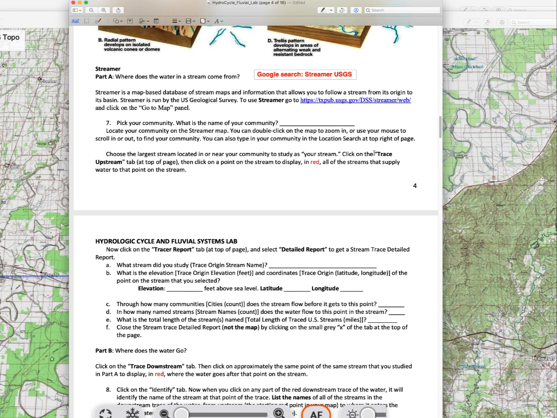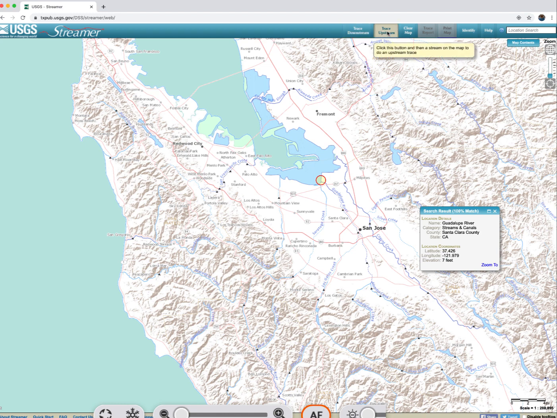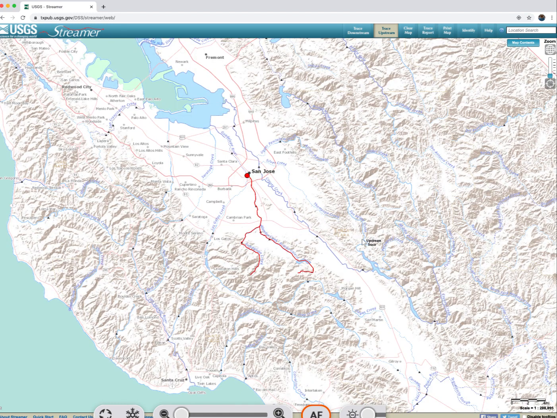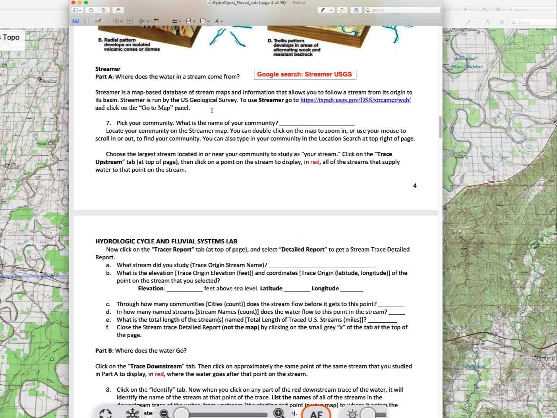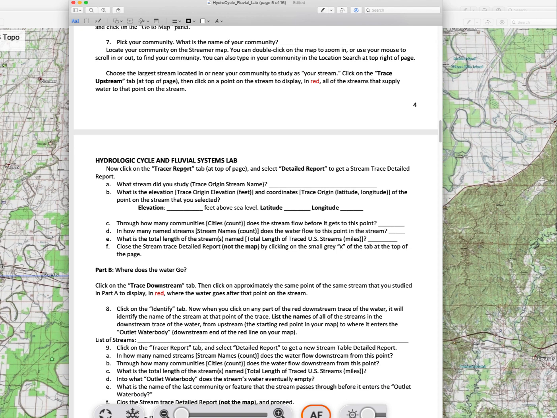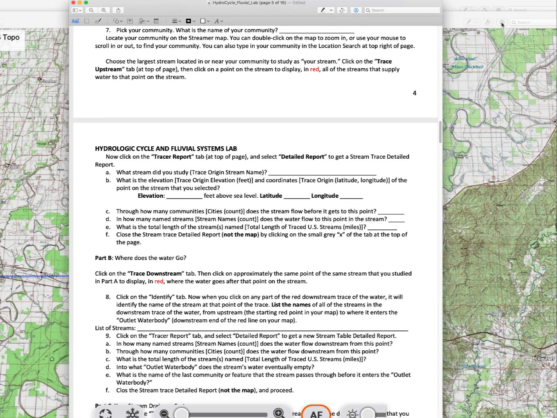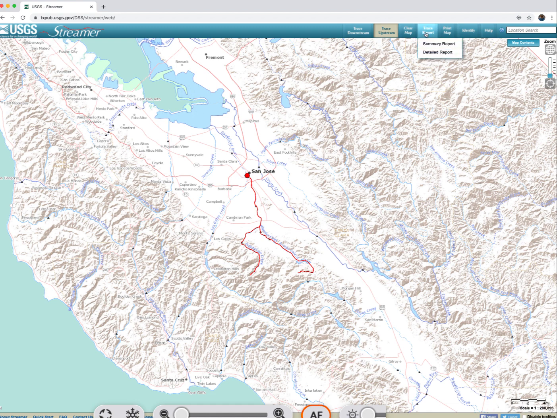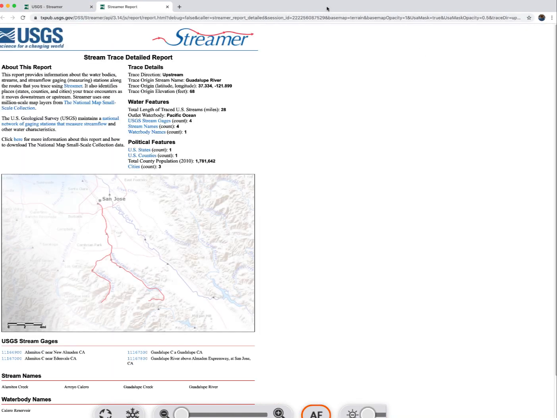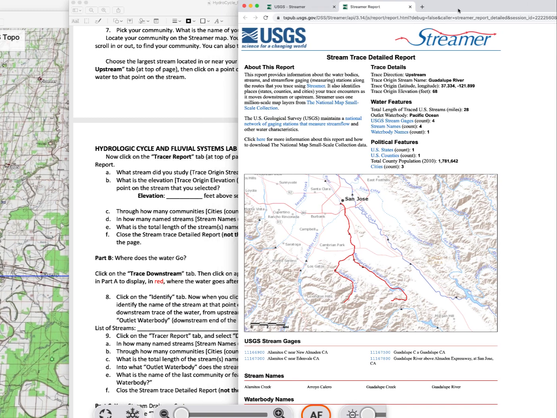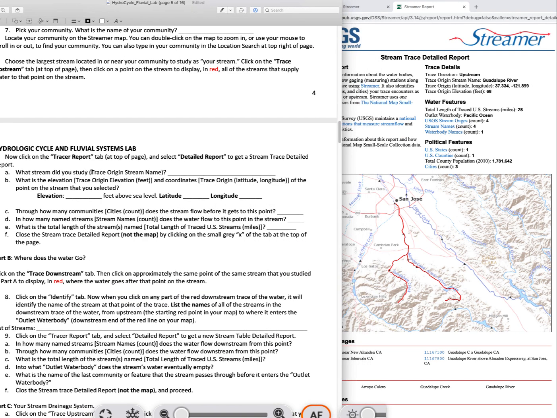And then what we want to choose here is this Trace Upstream tab. So on the website, Trace Upstream, click on that. And then we want to click somewhere in San Jose here, right? We'll just click right here in San Jose. And it's going to show us that the Guadalupe River really originates up in the Santa Cruz Mountains here, right? And then let's see what else we have on the lab here. And so then we want to click this tracer report and select a detail report and see what it says there. So up in here you'll see this tracer report and then detail report. And now we can answer some of the questions that the lab is asking here. So the first question it's asking is, what stream did you study?